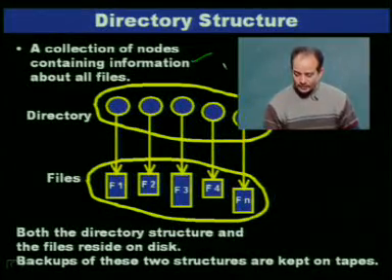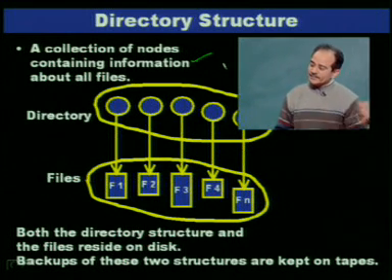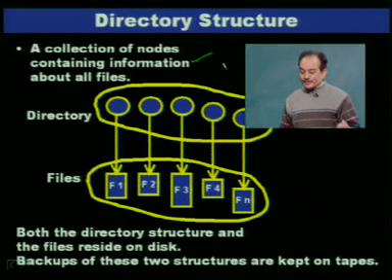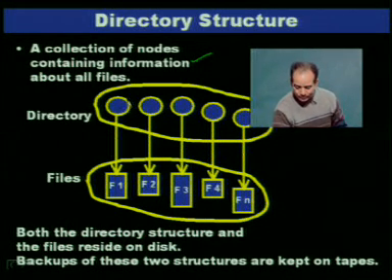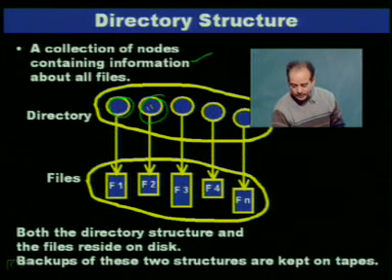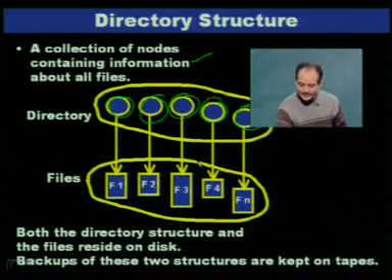A directory structure is nothing but a collection of nodes containing information about all files. All the files which exist on my system, I have to keep information about those particular files. Maybe this is my directory information, this is some information about files, and this is the actual file which is there.